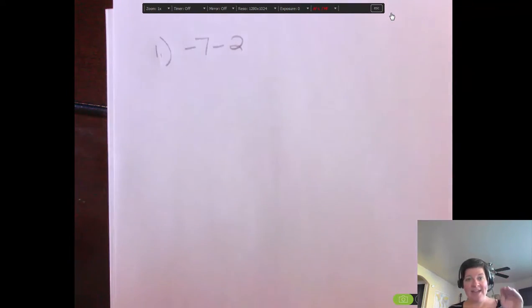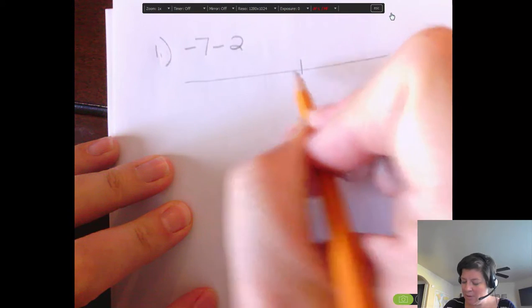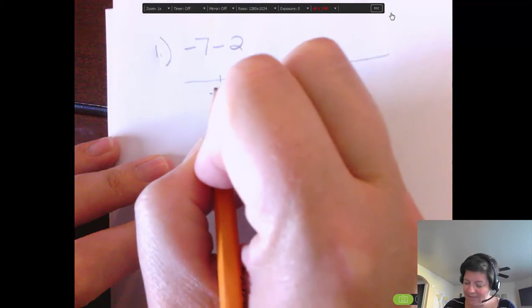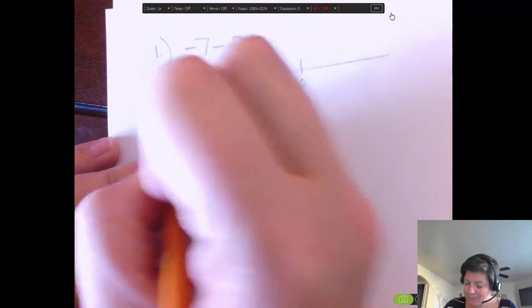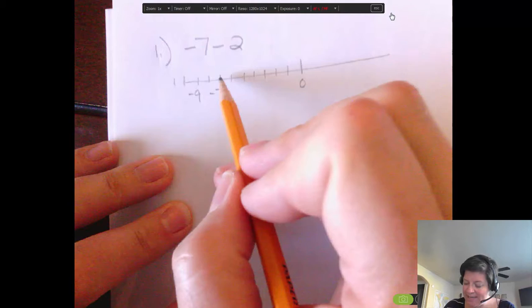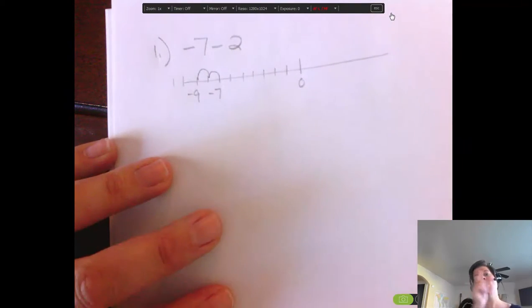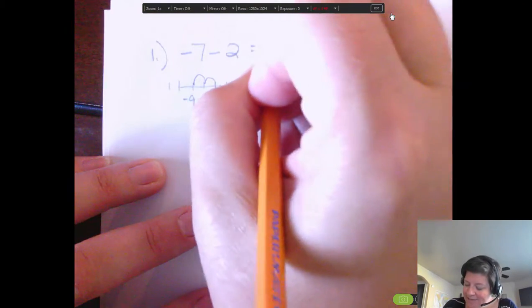So if we have -7 and we minus 2 more, if you think of it on a number line, here's 0, 1, 2, 3, 4, 5, 6, 7. Here's -7. If we think about it, we're starting at -7 and we have to minus 2 more. So you're going more in that negative direction, and so your answer is -9.